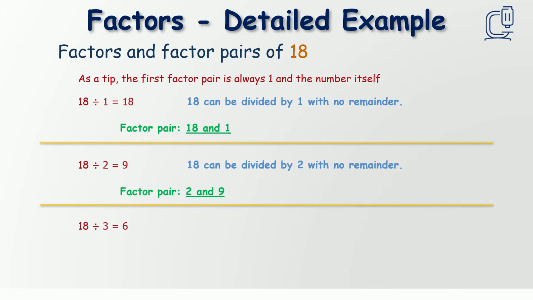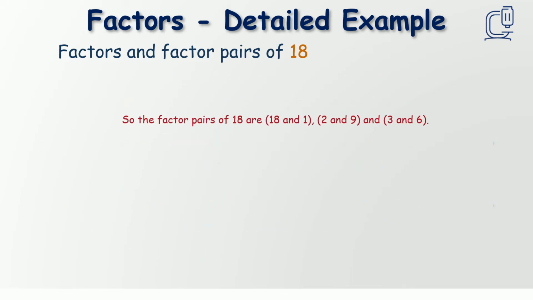And finally we have 18 divided by 3, which gives us 6. The division here gives no remainder, so the factor pair is 3 and 6. So we can summarize the factor pairs of 18 as 18 and 1, 2 and 9, and 3 and 6. Giving us factors of 18 as 1, 2, 3, 6, 9, and 18.